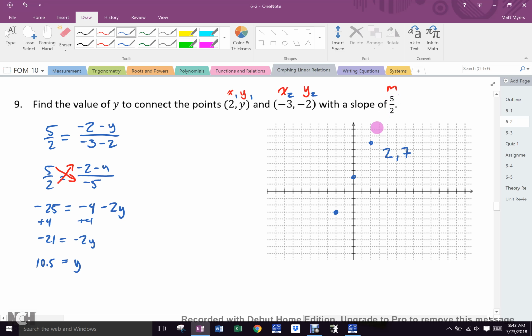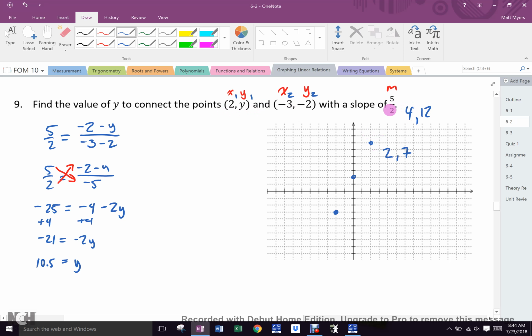So what's up 5 from there? What's up 5 from 7? This isn't a complicated question. 12. Thank you. My next point will be 12. And what is 2 that way from 2? 4. So my next point would be at 4, 12. Yeah? But I need x to be... Wait a minute. 2, 7.